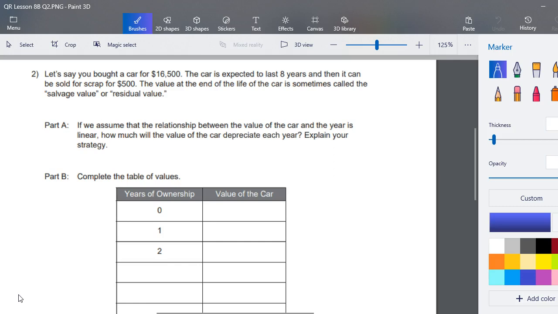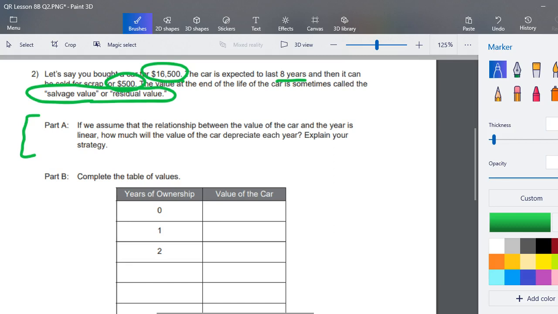Let's say you bought a car for $16,500, and practice underlining, highlighting. The car is expected to last 8 years and then it can be sold for scrap at that time, 8 years later, for $500. The value at the end of the life of a car is sometimes called the salvage value or residual value. Again, good words to write down in your glossary or on flashcards or a Google document or whatever you're using.